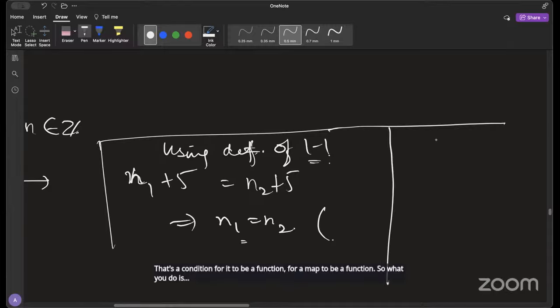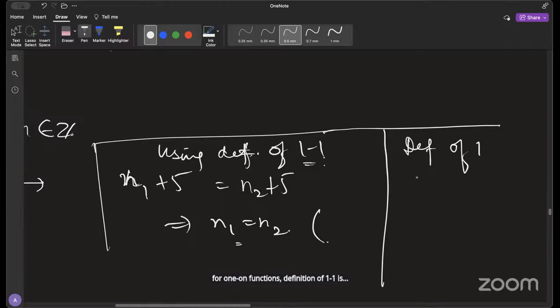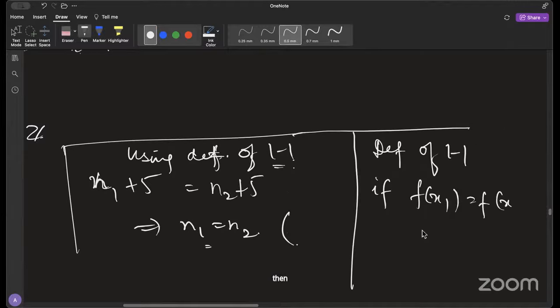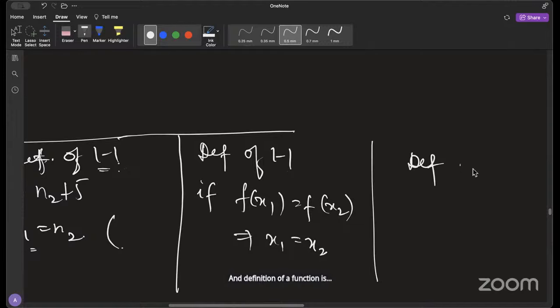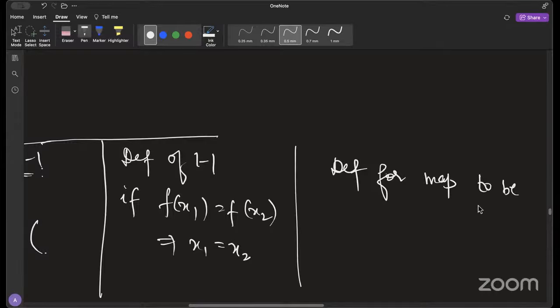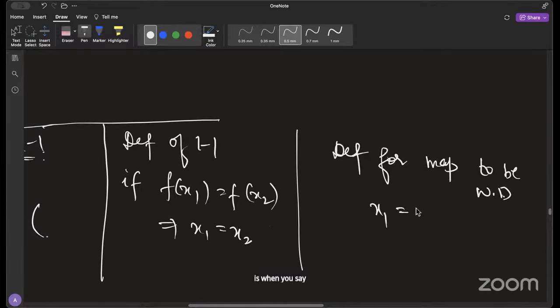So what you do is, for 1-1 functions, the definition of 1-1 is: if f(x1) equals f(x2), then this should imply that x1 is the same as x2. This is for 1-1 functions. And for a function, we also call it well defined. The definition for a map to be well defined is when x1 equals x2, it should mean that the images are also the same.